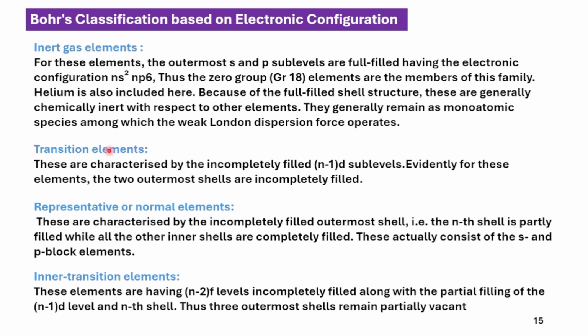Now if you see the transition elements, these are characterized by the incompletely filled (n-1)d sublevels. Evidently, for these elements, the two outermost shells are incompletely filled. Now, next one is the representative or normal elements. These are characterized by the incompletely filled outermost shell. That is, the nth shell is partially filled, while all the other inner shells are completely filled. So these consist of the S and P block elements. S and P block elements are called representative or normal elements.